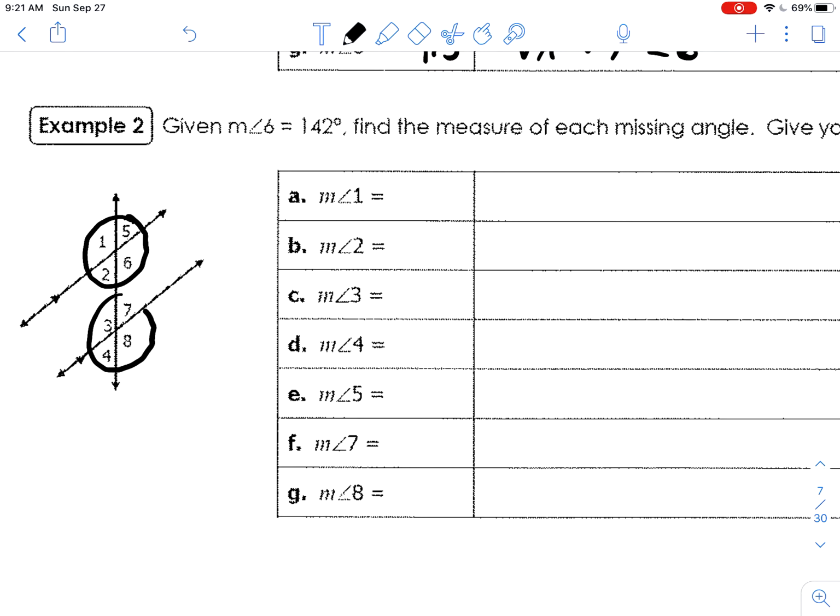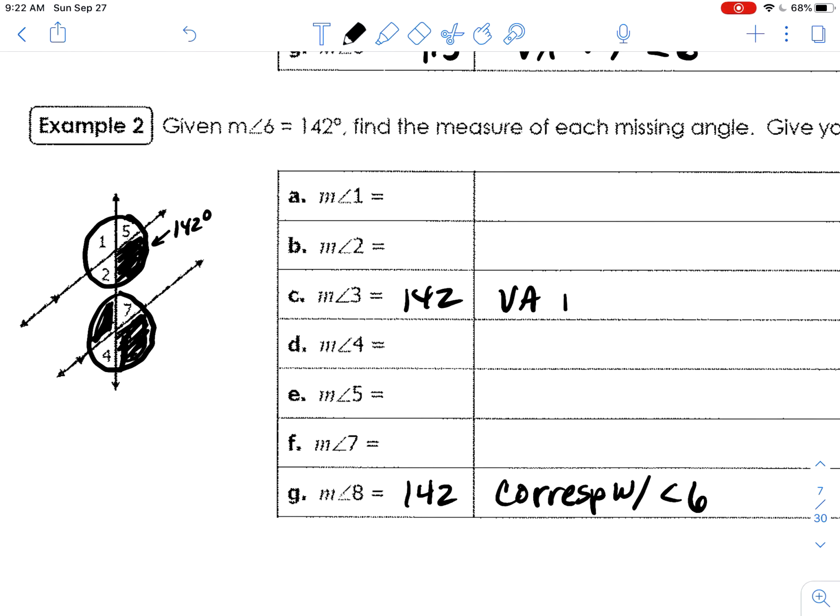Let's look at the angle groupings right here and here. We've got our parallel lines indicated by the little chevrons, and our transversal is running vertically. So if I'm given that angle 6 is 142, that's this guy right here. He is in the same position as angle 8. So I'm going to say that angle 8 is also 142 by corresponding angles, and that's with angle 6, our given angle. Well, 8 is vertical from 3. So 3 is also going to be 142, vertical angles with angle 8.